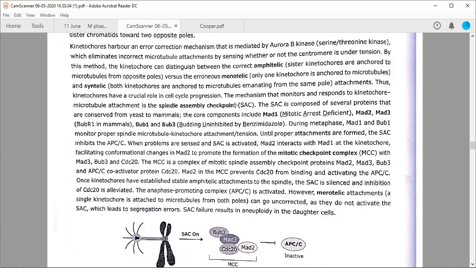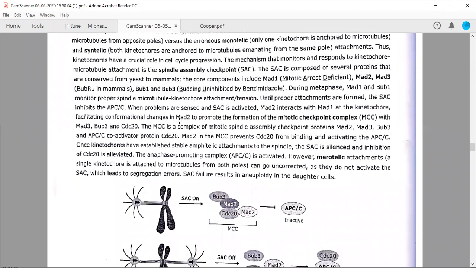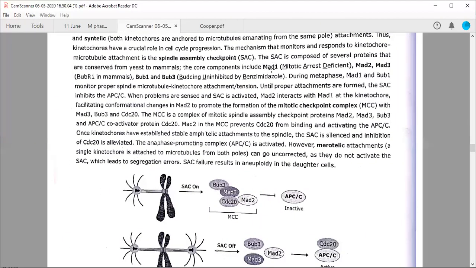Where this spindle assembly checkpoint, SAC, is required. So this spindle assembly checkpoint is to check whether your chromosomes are properly attached over the metaphase plate so that they can be equally distributed between the daughter cells. So this SAC is composed of several proteins that are conserved from yeast to mammals. The core components are made up of two proteins. One is called MAD1, that is mitotic arrest deficient protein. MAD2, MAD3, there are three related forms.